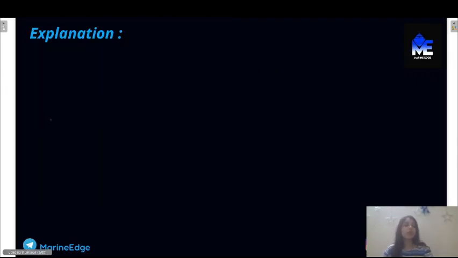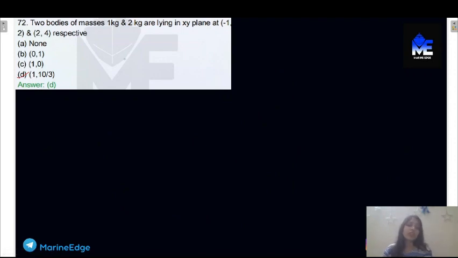Now, moving on. Two bodies of mass 1 and 2 kg are lying in the xy plane. It is given here. The body of mass 1 kg has coordinates (-1, 2), and the body of mass 2 kg has coordinates (2, 4). It is asking for the center of mass. Now, to calculate the center of mass, what will we use? The basic formula, (x1 m1 + x2 m2) divided by (m1 + m2). For this question, I think you did not need a pen, right? It would have been done in your mind only, correct?